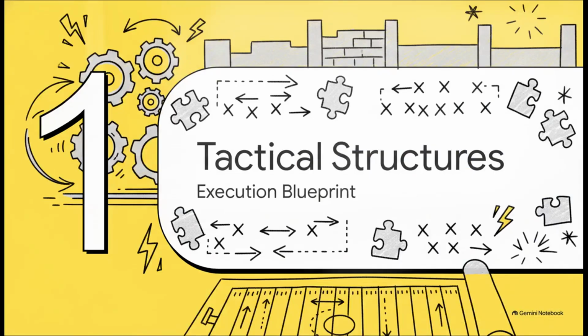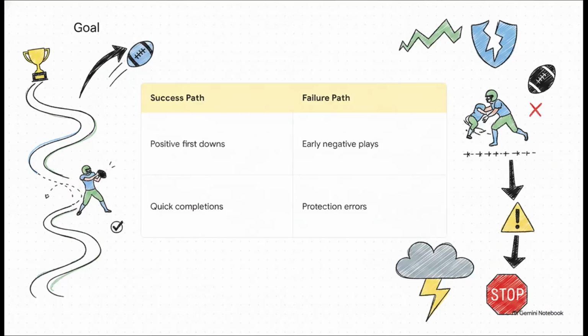Section 1, Tactical Structures and Execution. Now, offensive rhythm is just incredibly fragile in rotation-heavy games like this one. Buffalo's success path relies heavily, almost exclusively, on early down efficiency. They absolutely need positive first down runs and quick completions to set up those nice second and manageable situations, which lets them keep their entire playbook wide open. But if you look at their failure path, early negative plays or a protection error, well, that gets ugly fast. Finding themselves in obvious passing downs exposes their interior communication to disguise pressure, and that radically increases the risk of a sack or a turnover.